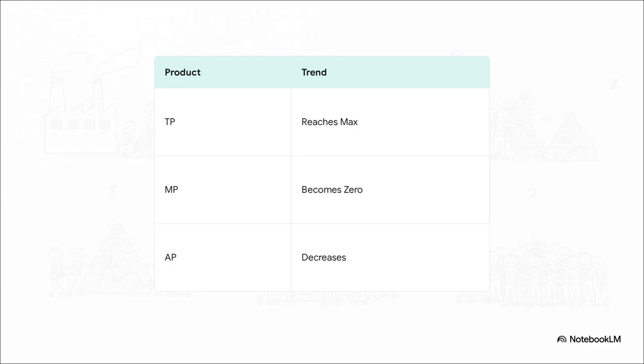Even the average product, which had just peaked at the end of stage 1, starts sliding down. Crucially, though, it does stay positive. You aren't getting those massive, exciting gains from new hires anymore. You are literally just squeezing every final drop of productivity out of your existing fixed machinery.